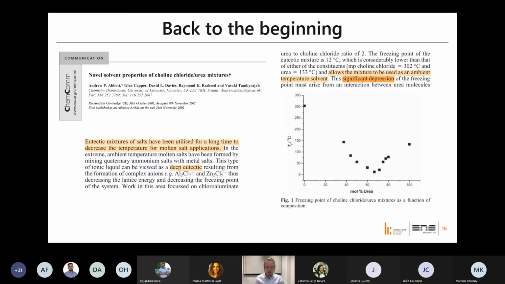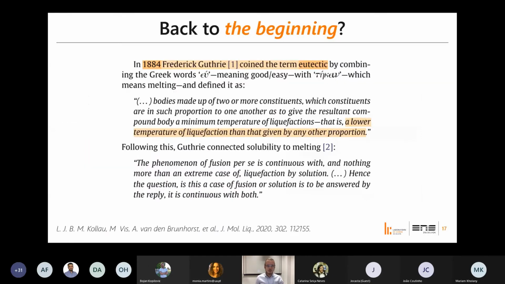Well, you can also say melting temperature, freezing point. In principle, it should be the same, but experimentally it doesn't always have to be, but I'll come back to that later. But the most important is that it says here significant. But this is not the real beginning, of course. The real beginning of eutectic already started much earlier, in 1884.